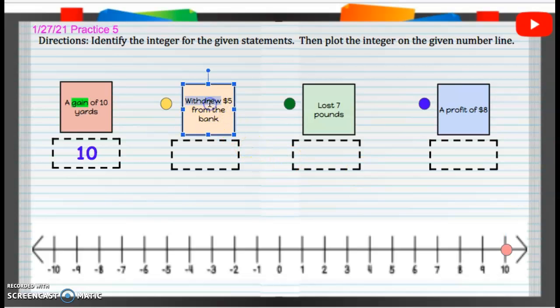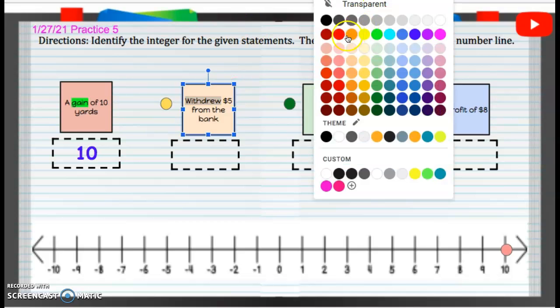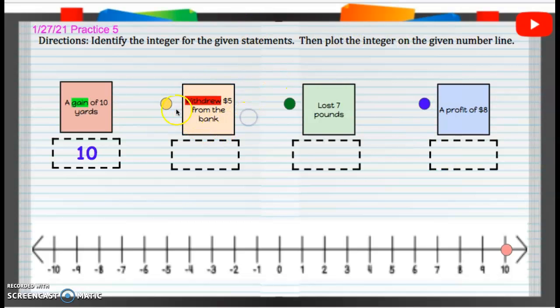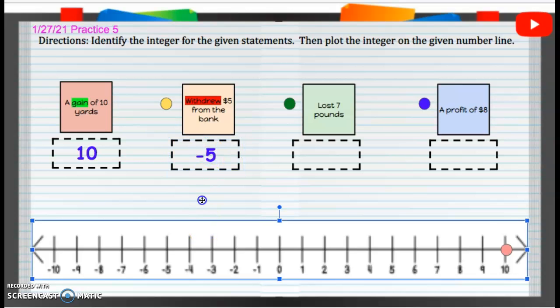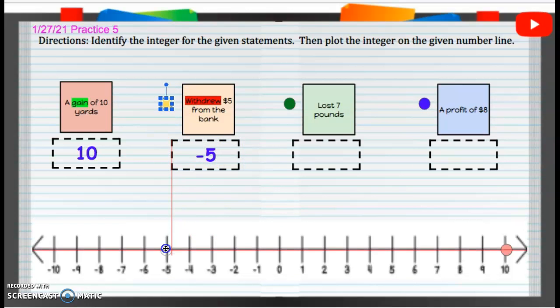All right, next one, when you withdrew $5 from the bank. So that means you're taking out $5 from the bank, so that means you're subtracting $5. So that's going to be a minus 5. All right, so we're going to plot that at minus 5 or negative 5.